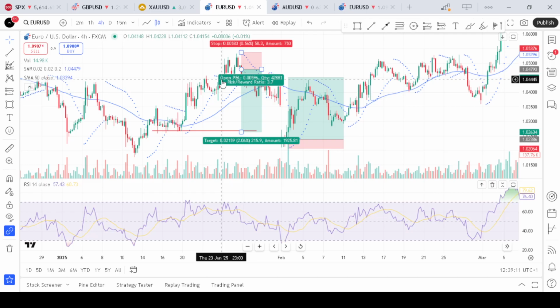You have to always practice this technique on a demo account first to refine your skills before applying it in the live market.